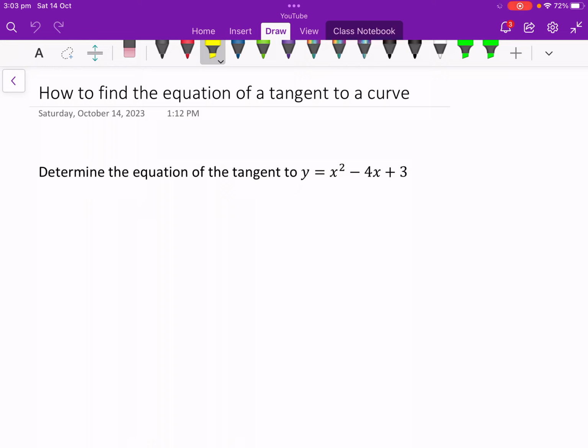Now, this video is about how to find the equation of a tangent to a curve. I want to break this down a little bit because some people might not actually know what a tangent is, which is an absolutely fine thing to understand or to note.